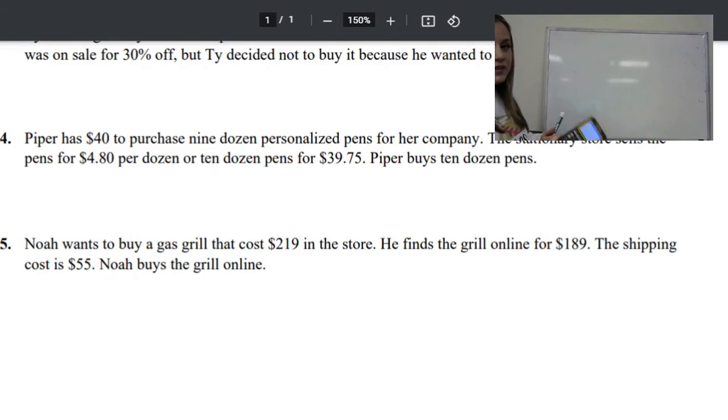All right, so obviously it's $219 in the store or $189 plus $55. That's $244. So that's not a financially responsible decision. Go to the store at $219. He spent $25 more because it was $244 to buy online, or you could go to the store and get it for $219. So you paid $25 extra to have it shipped, when he could have saved $25.